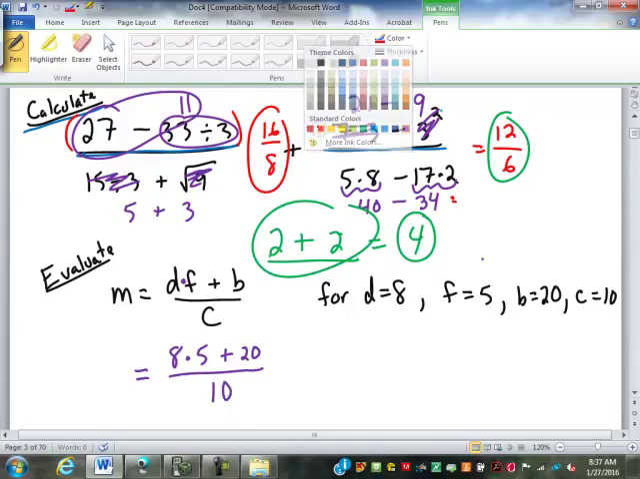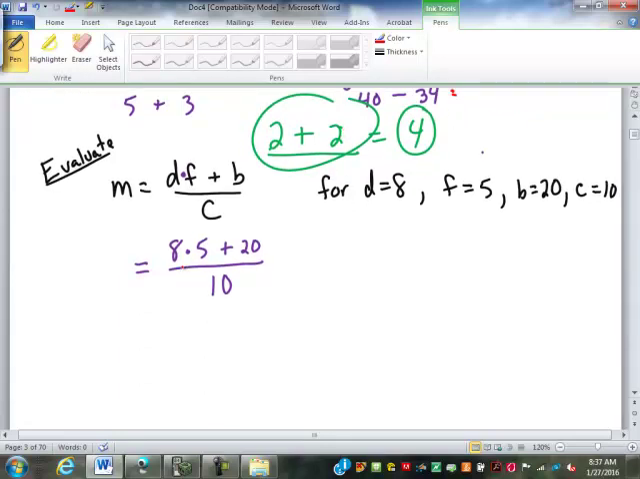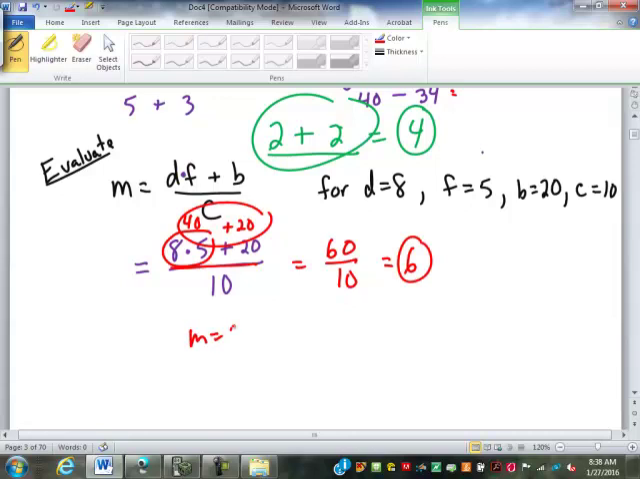Now this becomes the simple order of operations problems just like the one above it. What do we have to do first? Top of the bar, yep. So on top we have to multiply. 8 times 5 is 40. 40 plus 20 will be 60. Top's reduced to a single number. Is there anything to do on bottom? Nope, that's just a 10. So we divide to get 6. So M equals 6. Any questions?